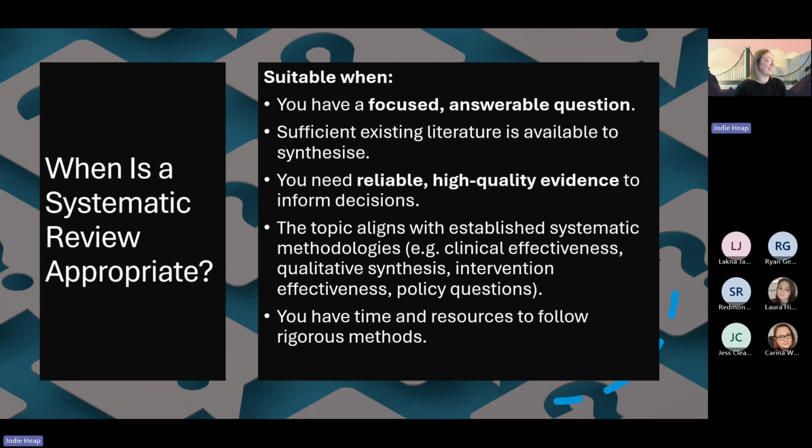I do apologise. So it's suitable when you have a specific, focused and answerable question. We already know that there is sufficient existing literature available to synthesize. We need reliable and high quality evidence to inform the decisions. And the topic itself aligns with established systematic methodologies, for example, clinical effectiveness, quality synthesis, intervention effectiveness, policy questions. And of course, you have time and resources to follow the rigorous methods that are required.